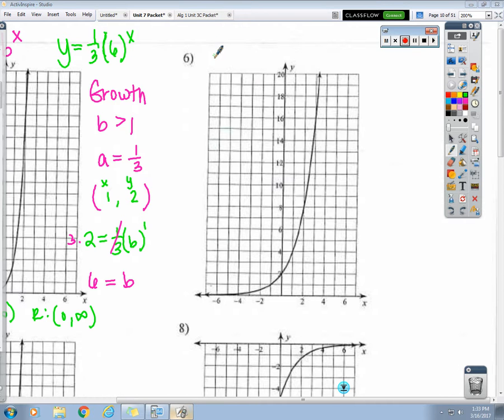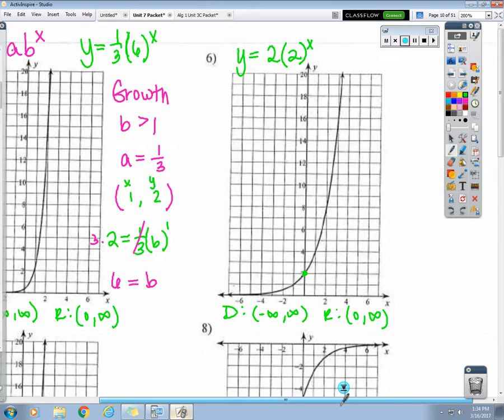For number 6, what equation did y'all get? Right, 2 times 2 to the X power. What did you get for the domain? Correct. And then the range? Right. Okay, that's the equation you should have got. It starts at 2, that's its y-intercept. And when you picked a point and plugged it in, no matter what point you picked, you should have got a B value of 2 as well, which makes sense because it's greater than 1 and we're dealing with a growth. Okay, number 7.